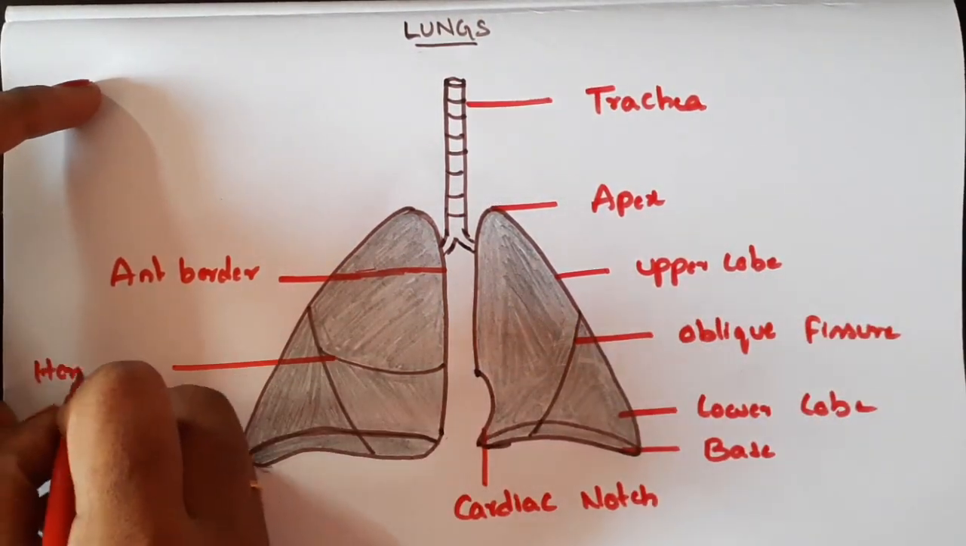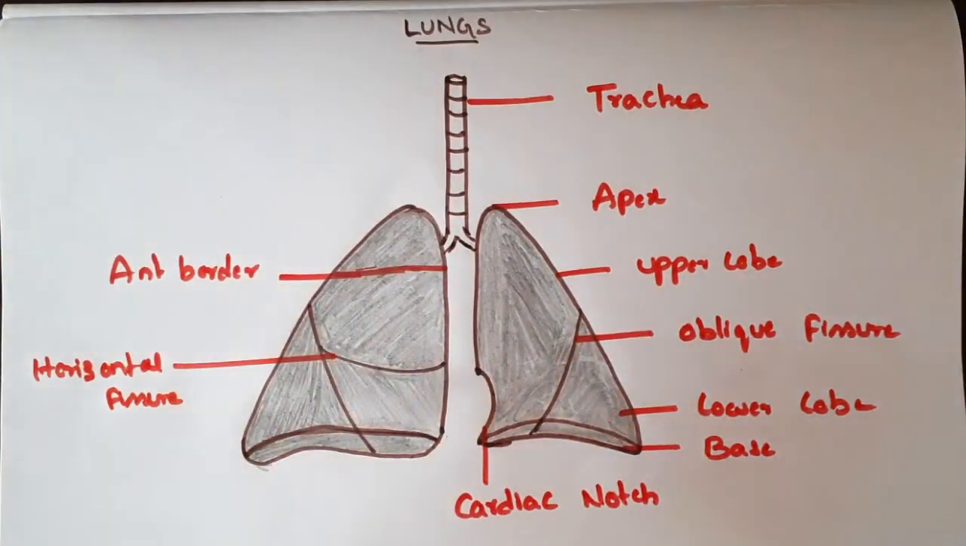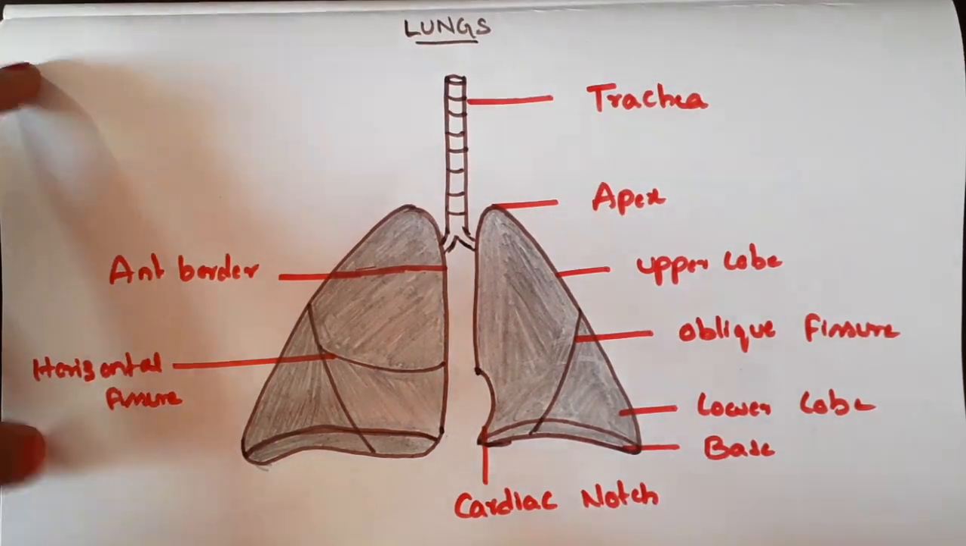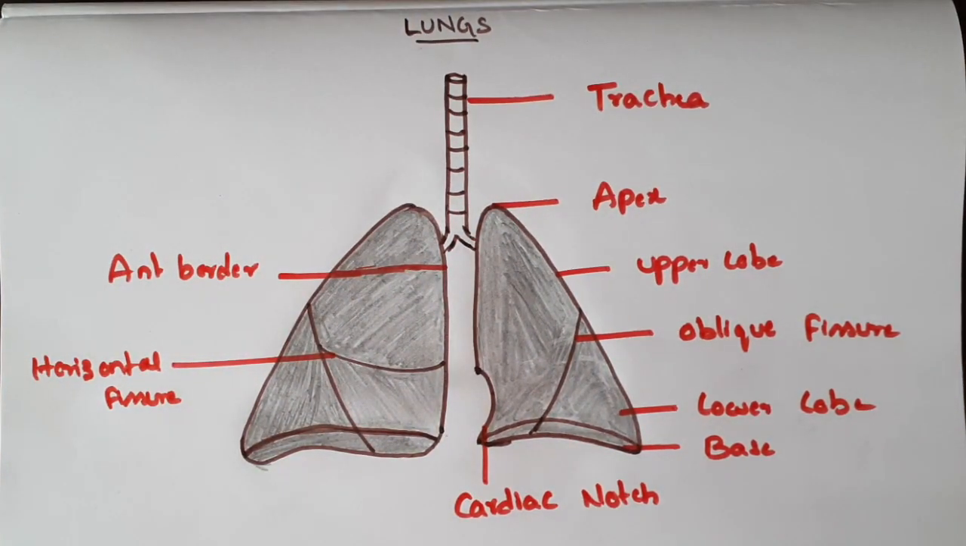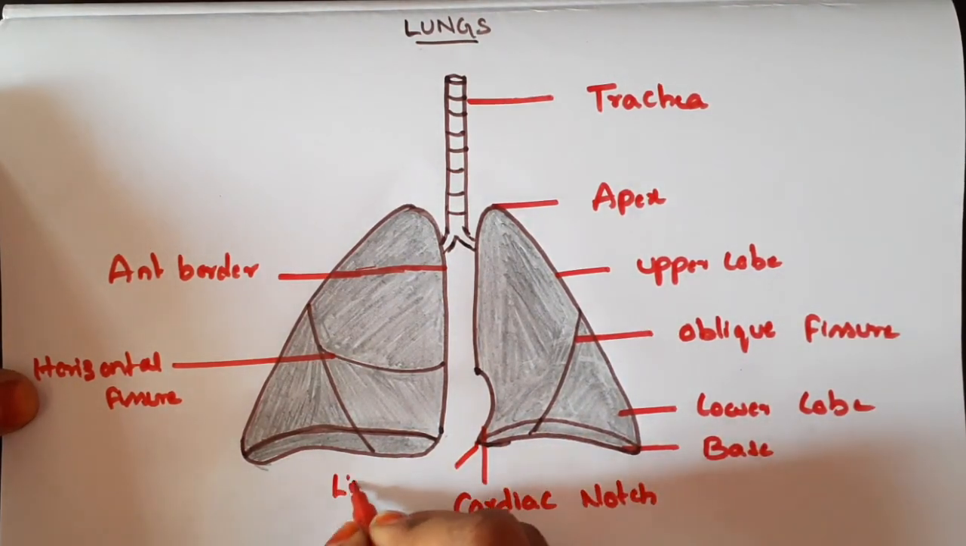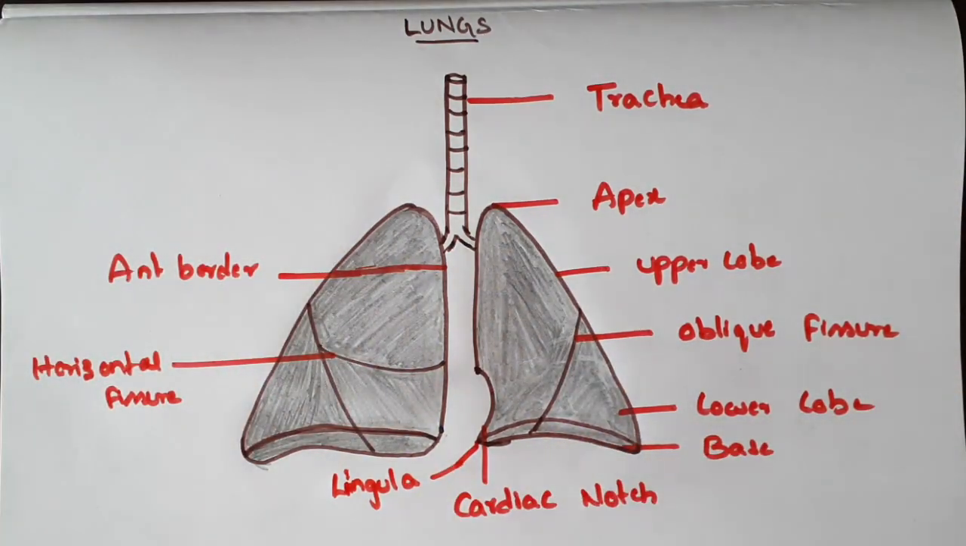This is the horizontal fissure, and it is having three lobes, upper, middle and lower lobe. Right lung will have three lobes, left lung will have two lobes. And this is the lingula, which is a tongue-shaped projection. Thank you.